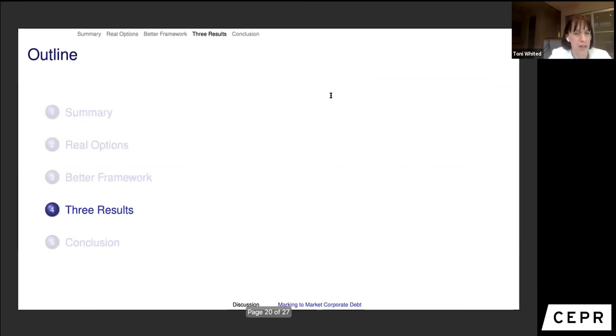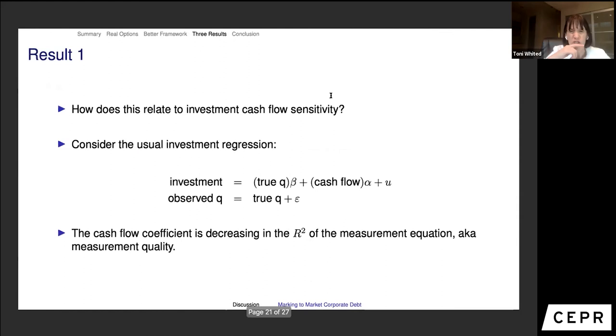So how would this relate to the three results in the model? How does it relate to investment cash flow sensitivity? I've put up what Lorenzo put up, except instead of symbols, I just have words. So investment is equal to true Q times beta plus cash flow times alpha plus a regression error U. And then observed Q is equal to true Q plus epsilon. This tau squared that he was talking about is actually the R squared of the measurement equation.